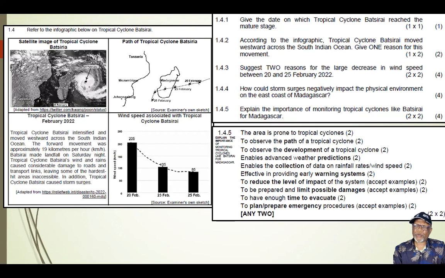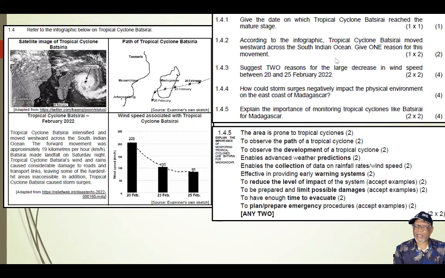And they say, according to the infographic, tropical cyclone Batsirai moved westwards across the South Indian Ocean. Give one reason for this movement. Now you have to decide why tropical cyclones move westwards. You have to use your information on tropical cyclones, that they move from east to west because they are driven by tropical easterlies.